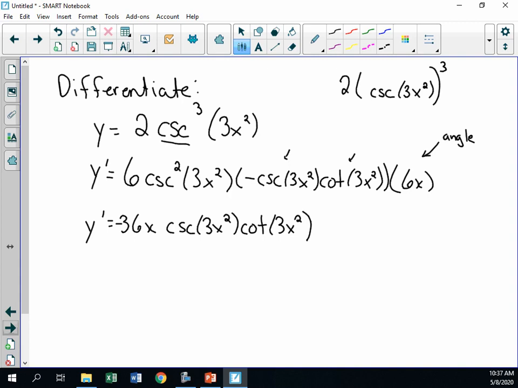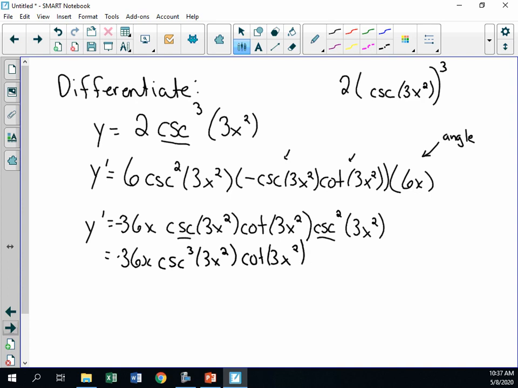And then we have cosecant, again, squared of 3x squared. We can't collect like terms because actually we can. We'll go one step further. These are being multiplied, so we get cosecant cubed 3x squared, cotangent 3x squared. And that's our final answer.